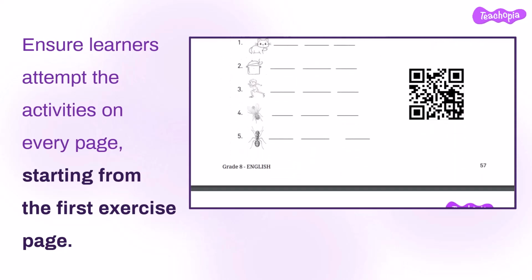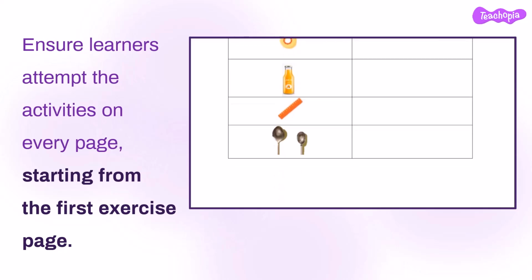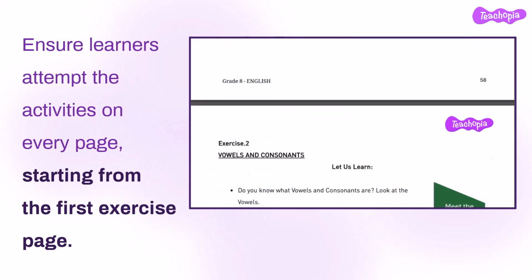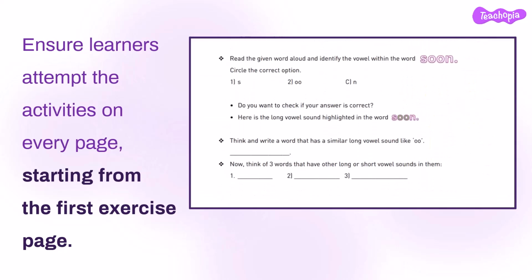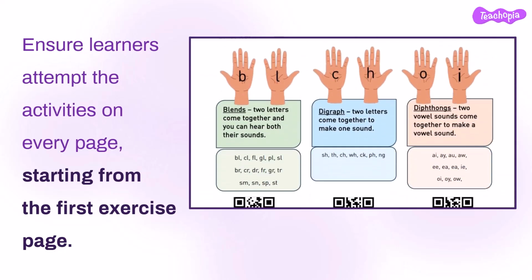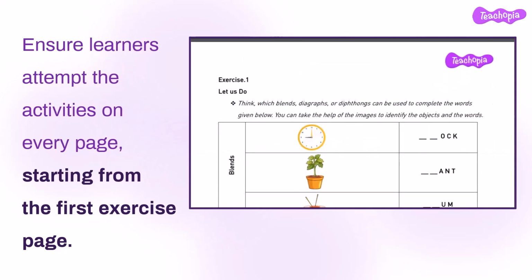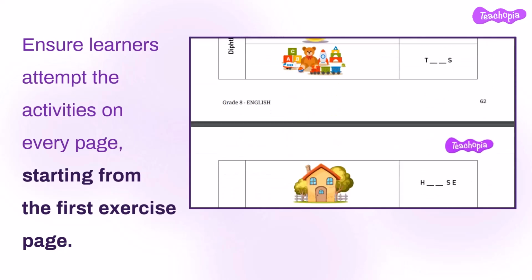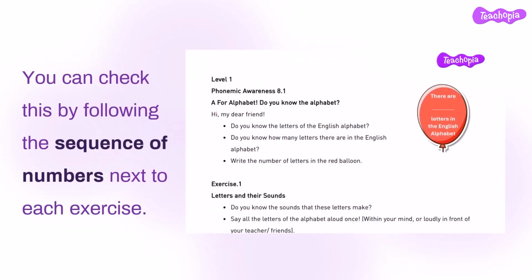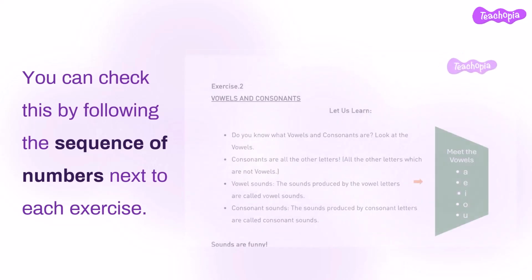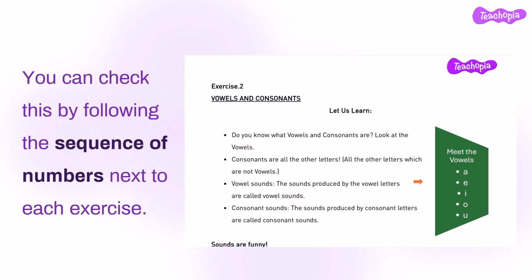Remind learners to work through the workbook methodically, attempting activities on every page. It's important they do not skip any exercises and follow the sequence of numbers next to each activity. You can check for this by following the sequence of numbers next to each exercise on every page.